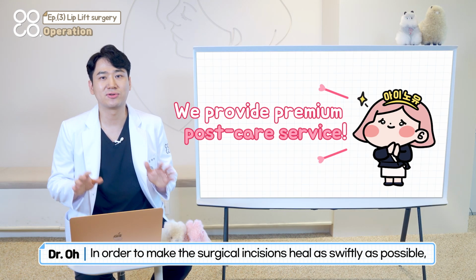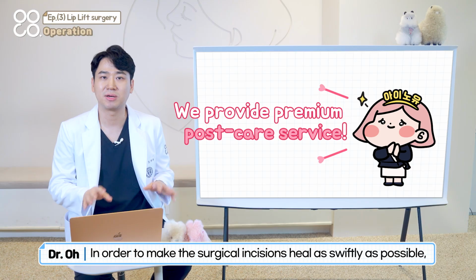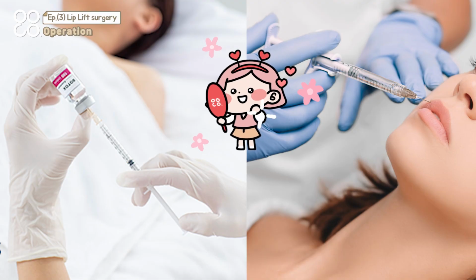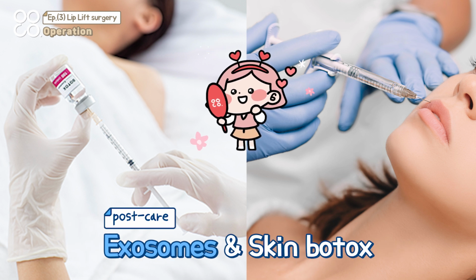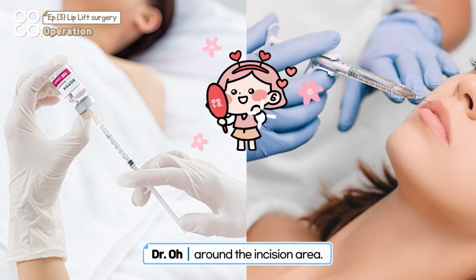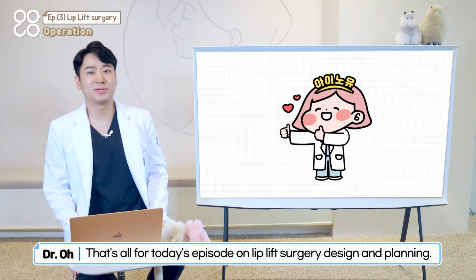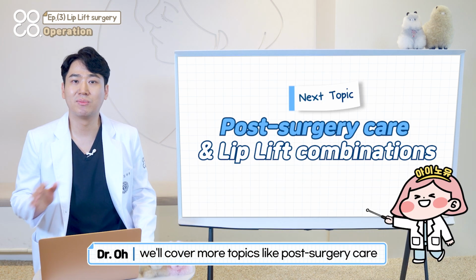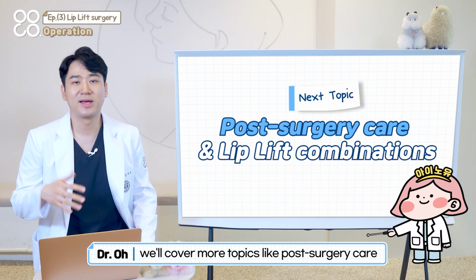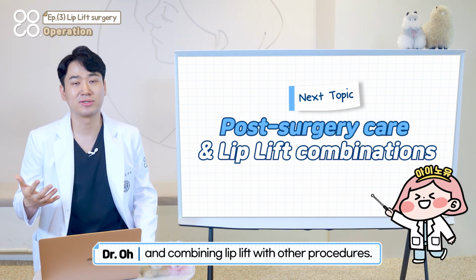In order to make the surgical incisions heal as swiftly as possible, immediately after surgery, I use PDRN regenerative injections, exosomes, and skin Botox around and inside the incision area. That's all for today's episode on lip surgery design and planning. In future videos, we'll cover more topics like post-surgery care and combining lip lift with other surgical procedures.